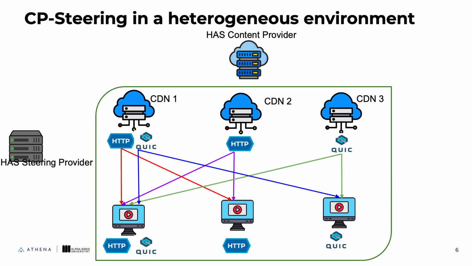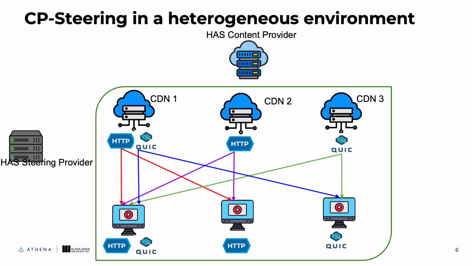So now, after the manifest has been uploaded to the CDNs, let's say that the HAS steering provider got all the information about the steering details from the content provider. Now the client requests the steering information from the steering provider, and then it has different paths to walk over. With these different combinations of protocol and steering solution, the 3 clients have almost 4 possible solutions to steer between the content delivery networks.